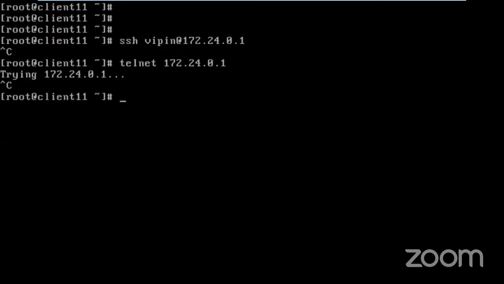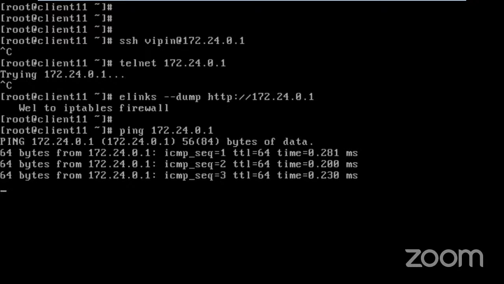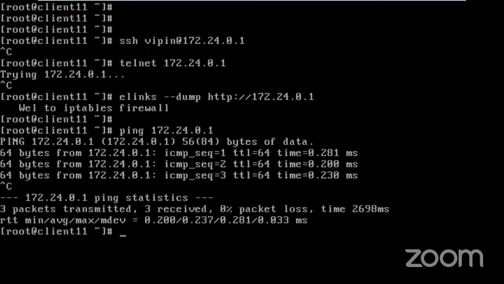Telnet is not working. But what about the web server? So this is the web server. It is working. FTP is also working. And what about the ping command? The ping command is also working. So you can specify which thing to block.